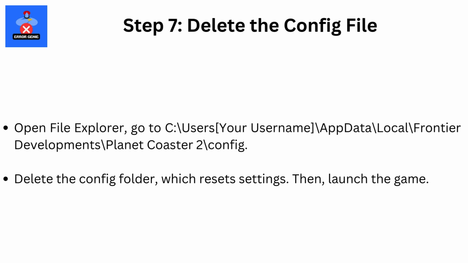Step 7. Delete the config file. Open File Explorer. Go to C:\Users\[your username]\AppData\Local\Frontier Developments\Planet Coaster 2\config. Delete the config folder, which resets settings. Then launch the game.